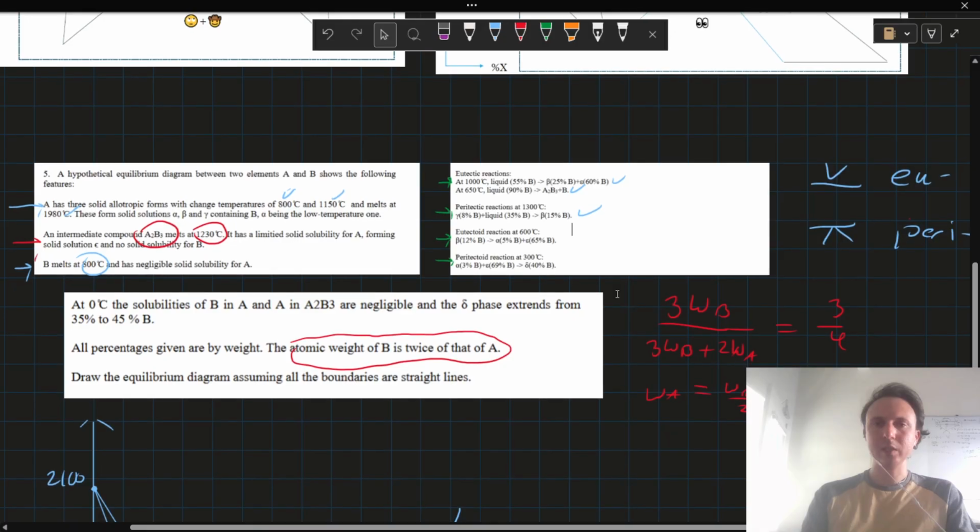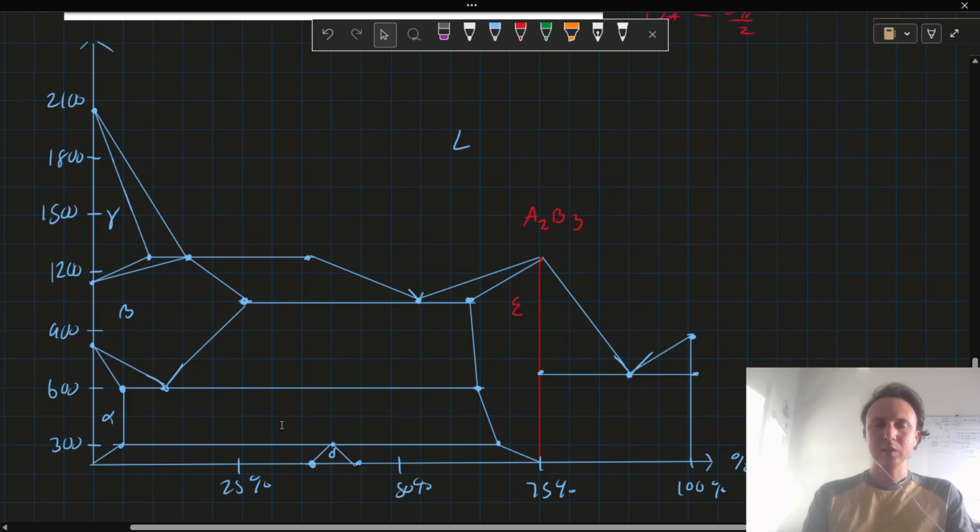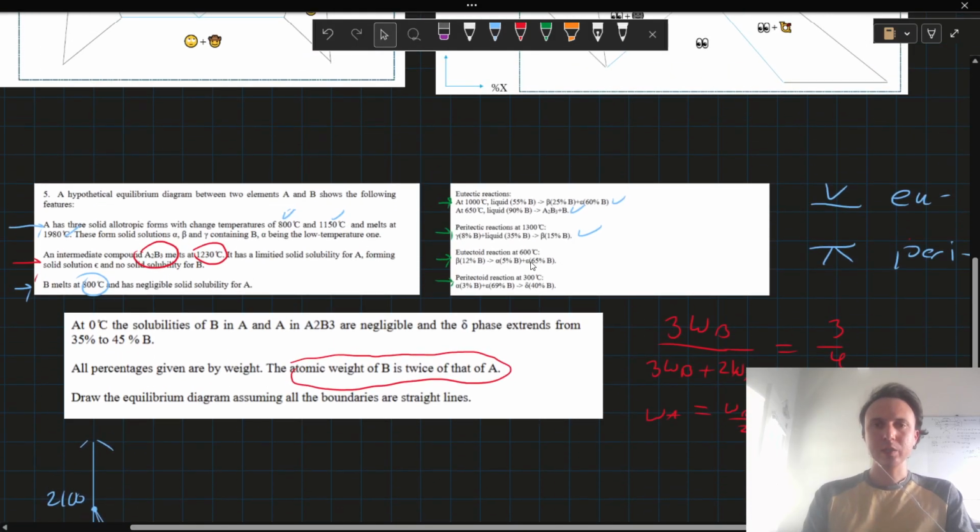And then finally, eutectoid at 600 Celsius, which is this one right here. And so it has the eutectic character, bunny ears up. And then it goes from beta. On this side, we have alpha plus beta. On this side, we have beta plus epsilon. And then down here, we have alpha plus epsilon, which is what it says.